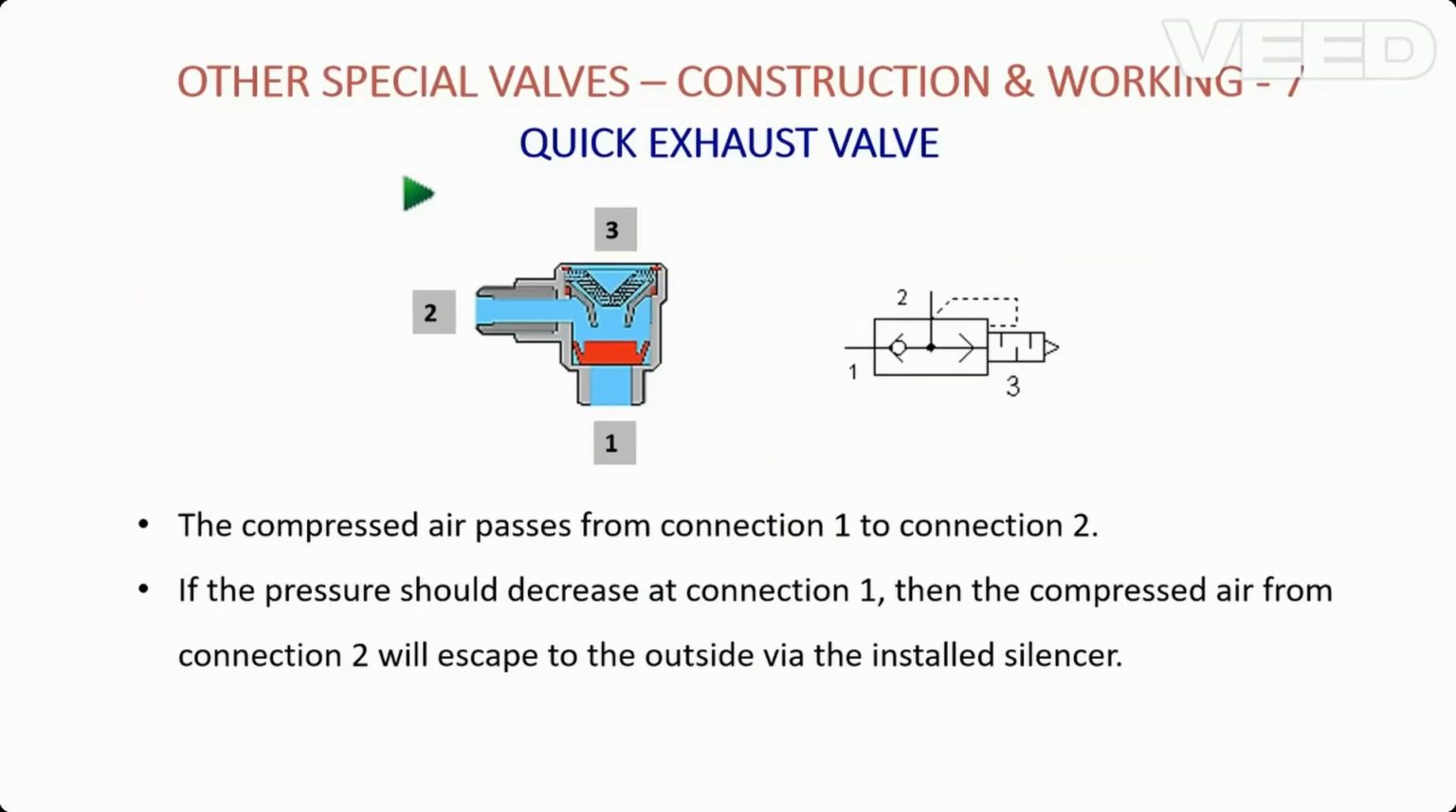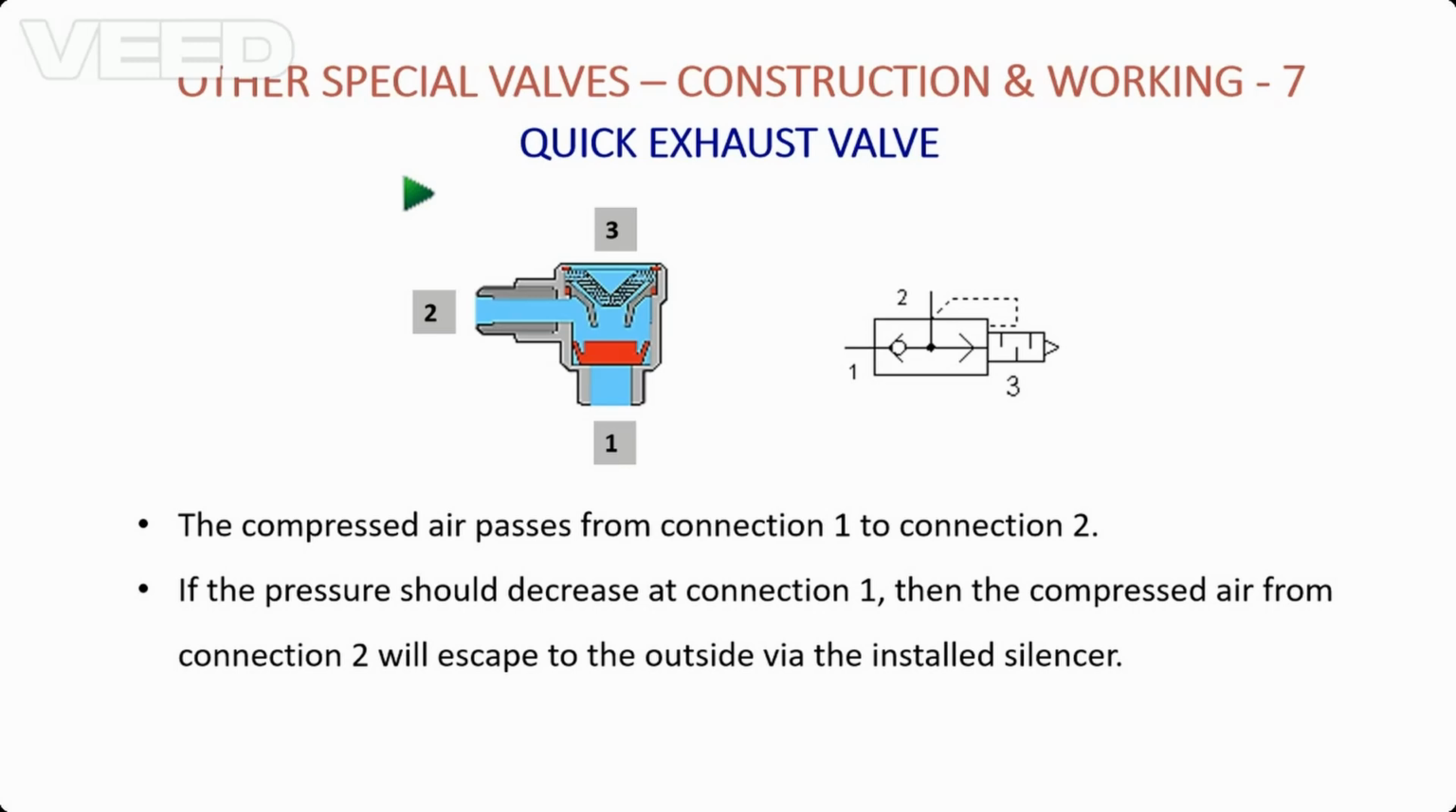Automation is future. So in the previous video, we have seen flow control valves. This is the continuation of the same video. In this, we are going to discuss the other two majorly used flow control valves. First one we have is the quick exhaust valve. This quick exhaust valve is used to release the air pressure which has been locked inside a component.